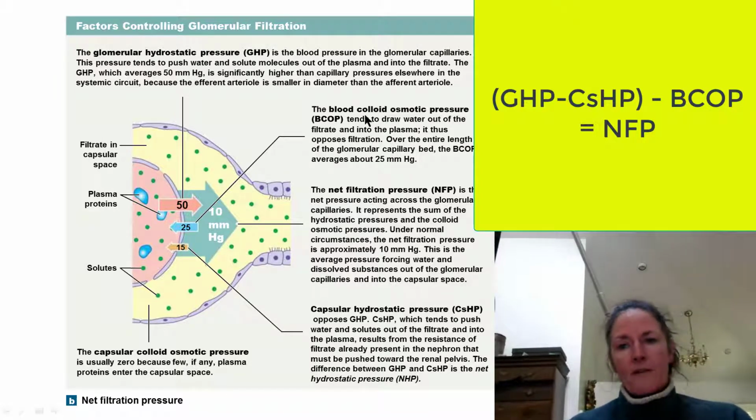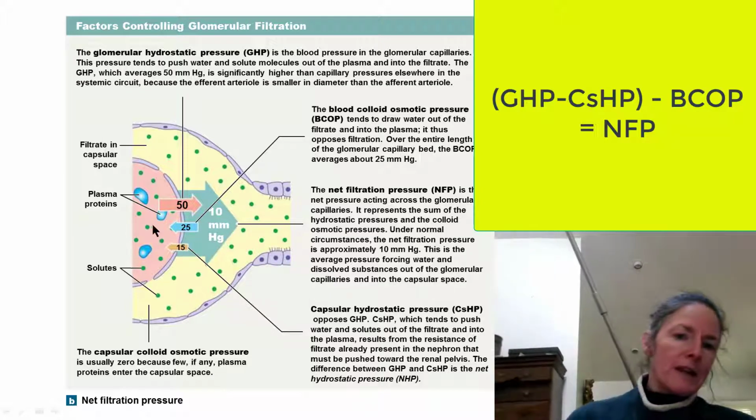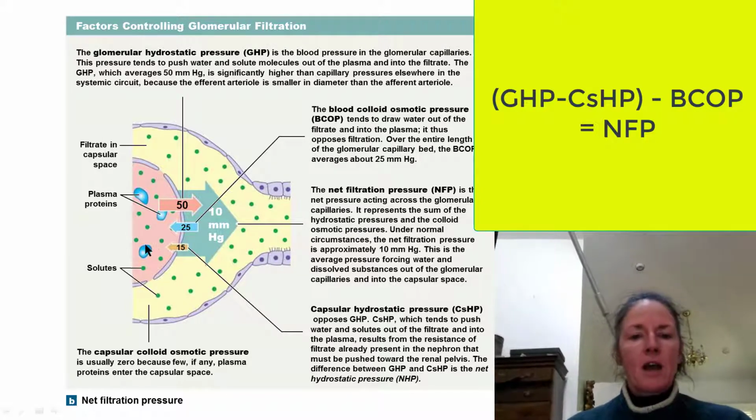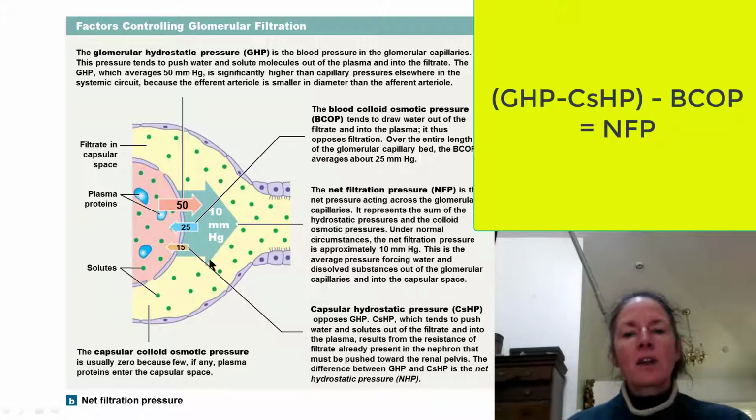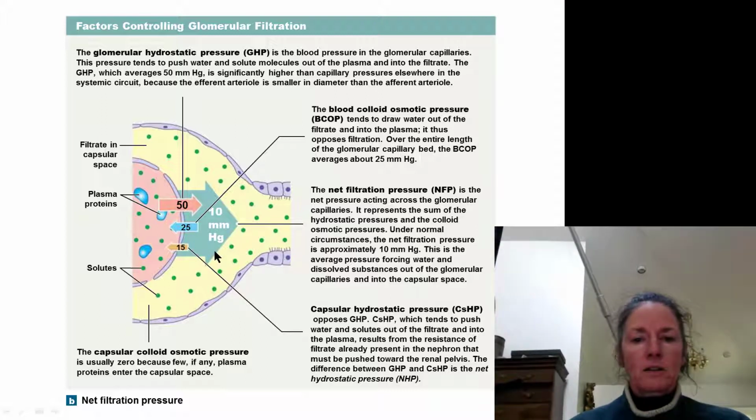So when we have our blood colloid osmotic pressure, which also tends to pull fluid into the capillary, we have an outward pressure of 35, an inward pressure of 25. So our net filtration pressure is going to be about 10 millimeters of mercury. And this is fairly typical at the glomerulus.